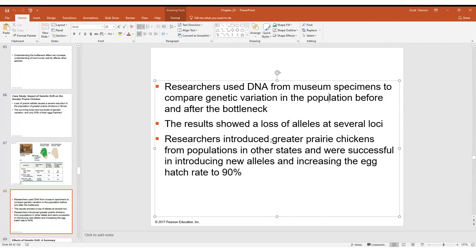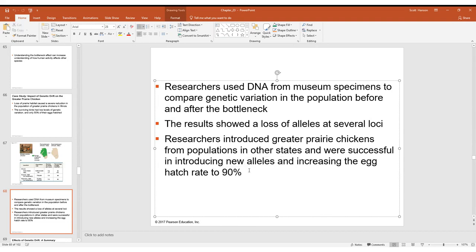So what the researchers did then is they introduced greater prairie chickens from populations in other states, like Kansas and Nebraska. They interbred with the prairie chickens in Illinois, and they introduced new alleles into the population in Illinois, and that helped their genetic diversity, and it also helped increase the egg hatch rate to 90%.